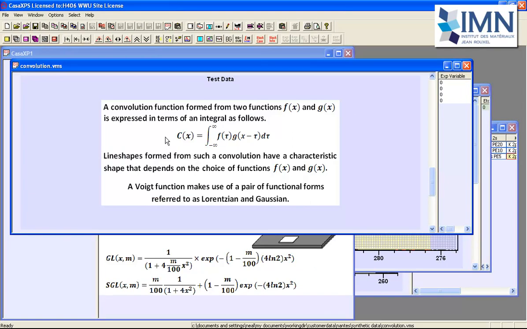This is the convolution integral that is defined in terms of two functions, f and g. F will be the Lorentzian and g is a top hat function. And the convolution, in other words the signal at each energy x, is obtained by multiplying the Lorentzian with the top hat function for a given x value for the top hat function, and then integrating from minus infinity to plus infinity. So since this is a top hat function, it's only non-zero corresponding to the dimension of the slit, which has a corresponding width in terms of energy.